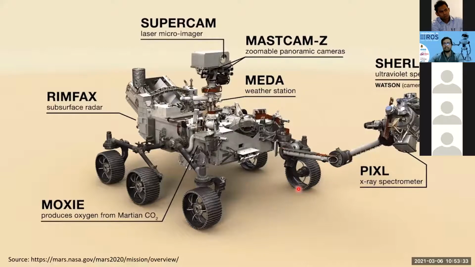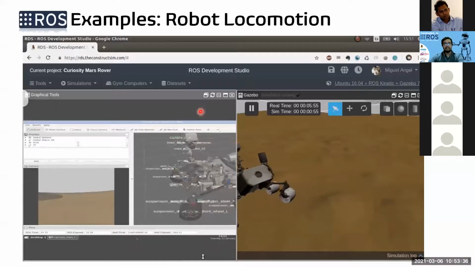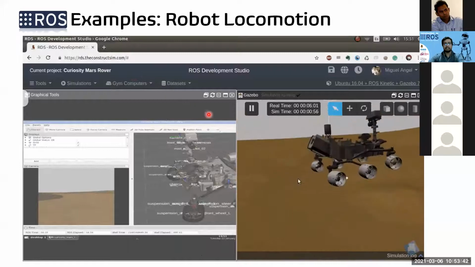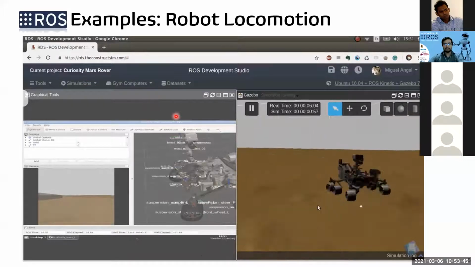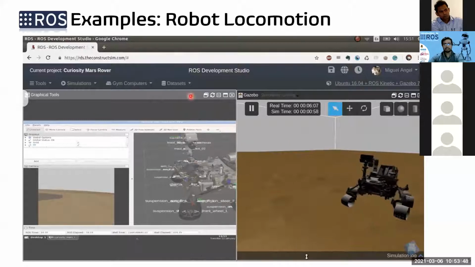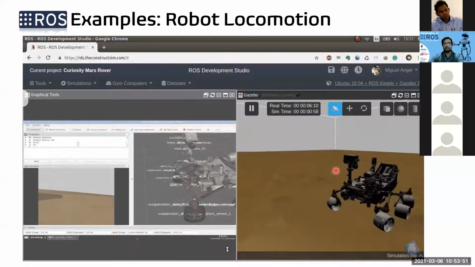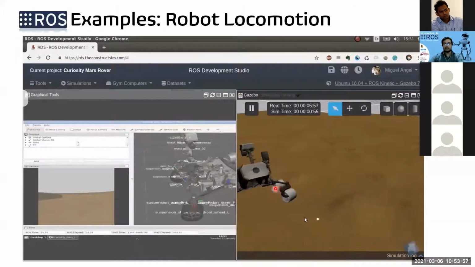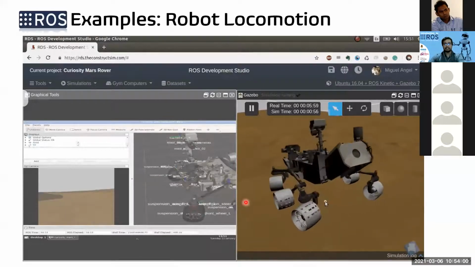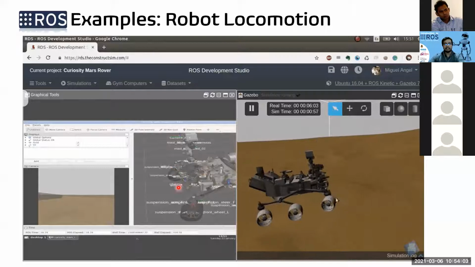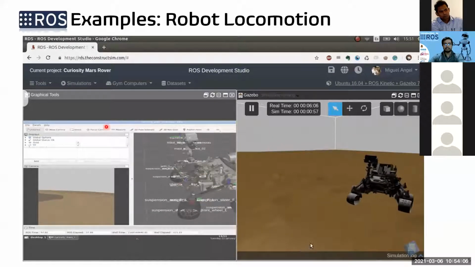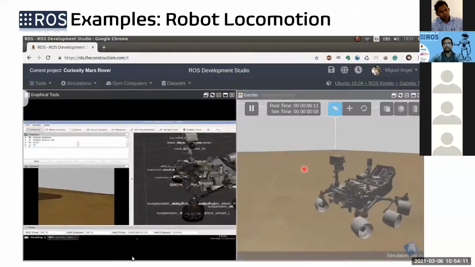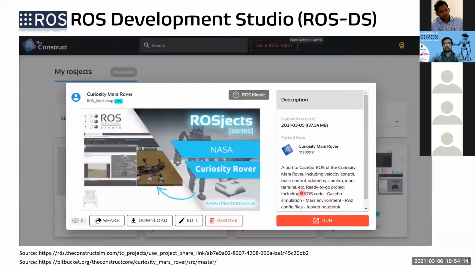But what can we do with this concept and ROS? Here is an amazing example that was developed by Constructism, which is an online robotics platform. They have used ROS to develop a Curiosity Mars rover project. And here you can study the locomotion of the Curiosity rover in this environment. There are simulations and different visualizations that you can do to understand how this works. So this is a very good example of robotics and ROS locomotion projects.